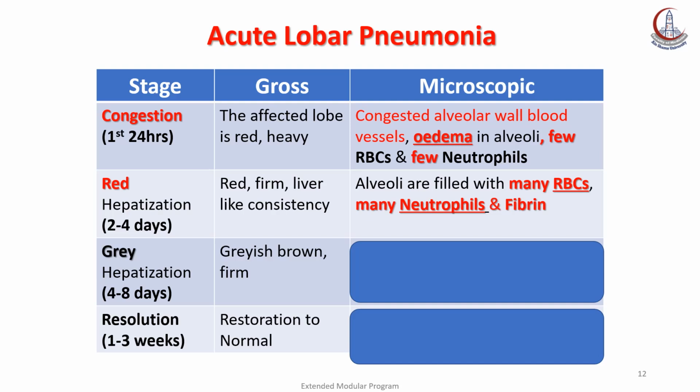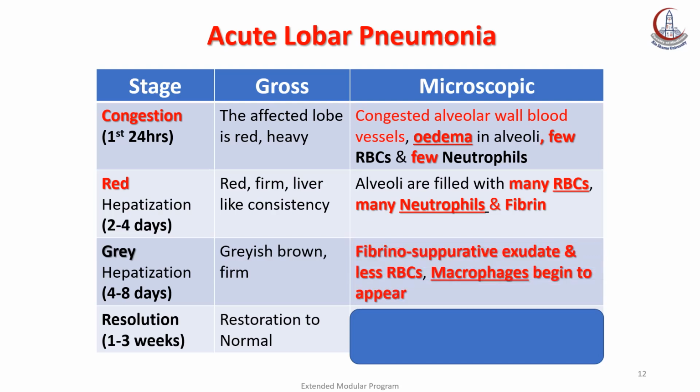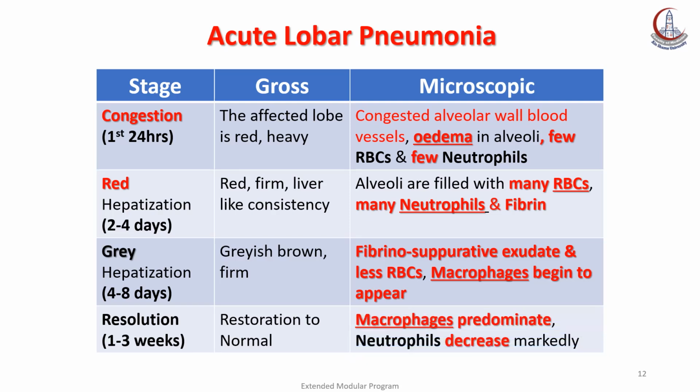In the third stage, gray hepatization occurs in 4 to 8 days. The lung becomes grayish in color, not reddish anymore, grayish-brown in color, firm, with liver-like consistency also. There is fibrino-suppurative exudate, less red cells, and macrophages begin to appear. Resolution occurs in the first week to the third week, resolution to the normal lung. There is absorption of the whole inflammatory exudate, macrophages predominate, and neutrophils decrease markedly.